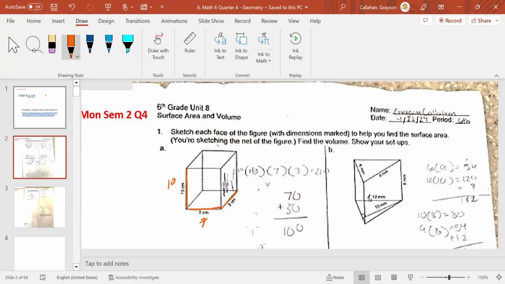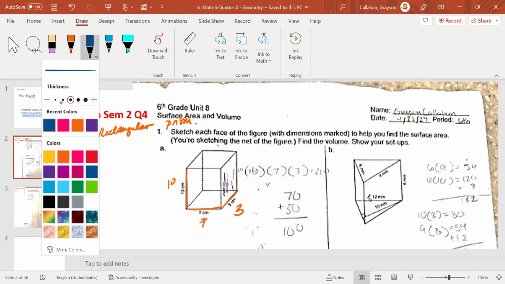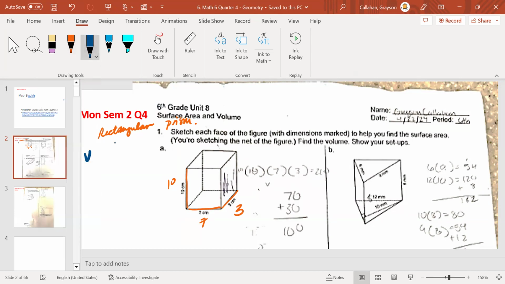Okay, and what's this side? So this is not a square, right? Because all three sides are different. So this is called a rectangular prism. So to find the volume of a rectangular prism, it's actually pretty easy because all you have to do is just length times width times height, okay? So which one is the height?